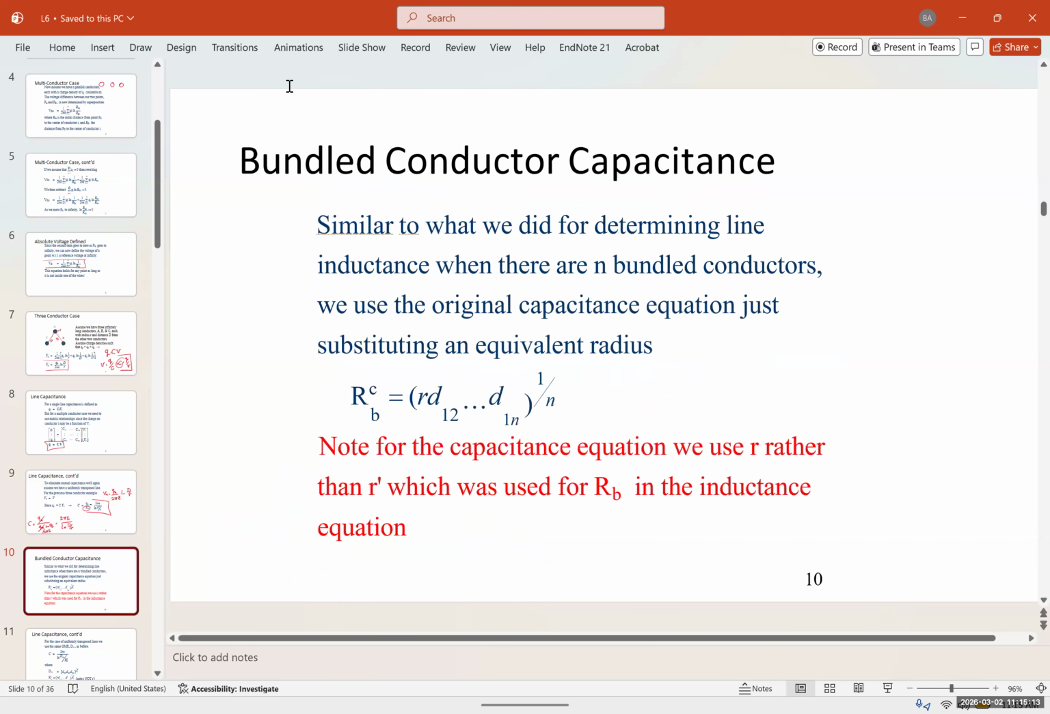Now, similar to what we did for determining line inductance, when there are n-bundle conductors, we use the original capacitance equation, just substituting an equivalent radius. And by the way, as you mentioned, sigma or epsilon 0 is 4 pi times 10 to the power of negative 7. Epsilon is going to be epsilon 0, depending on the insulator between them. That's the reason they put epsilon or sigma here. But in long transmission lines, that's air. So it's going to be the air insulator factor that we have.